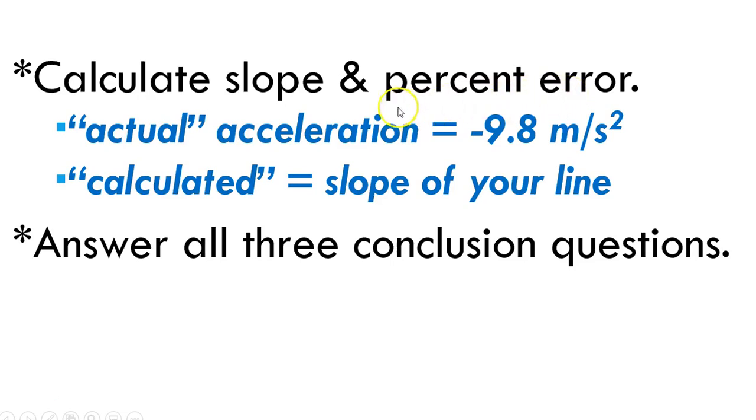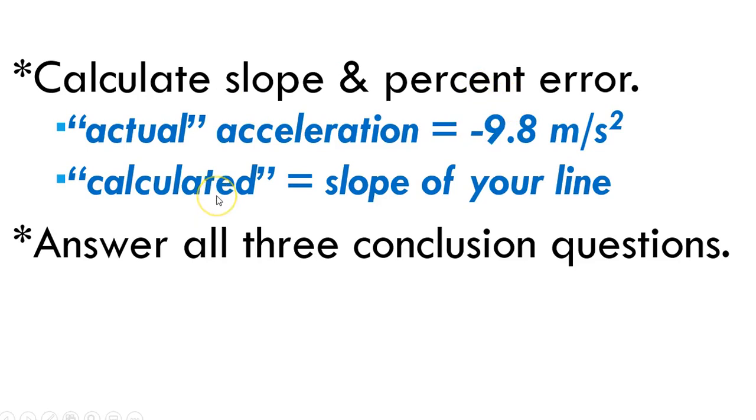In the calculation section on page 19, I want you to show the work for calculating your slope, and then in the equation for finding percent error, you've got actual and you've got calculated. Actual is the real acceleration due to gravity, which in this case we're going to use negative 9.8 meters per second squared. I know we use negative 10 usually in calculations, but for labs we want to be as accurate as possible, and so we're going to use negative 9.8.